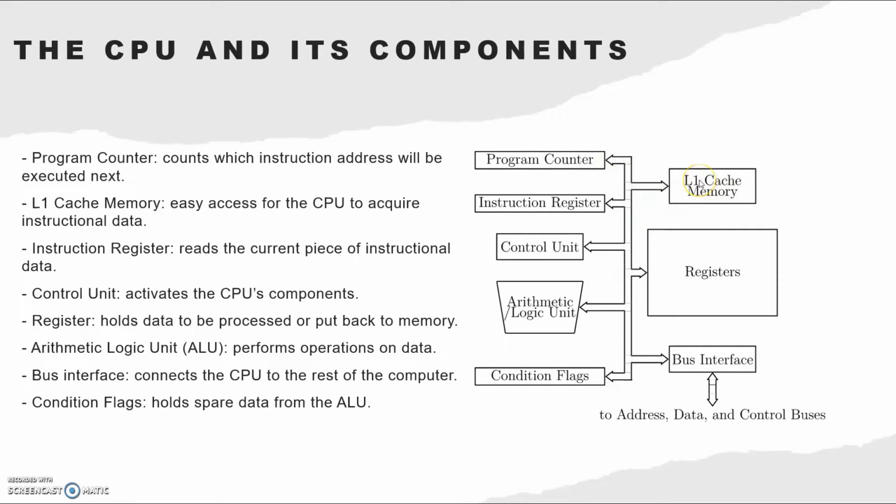Here we have L1 cache memory. Now, L1 cache memory can be either inside the CPU or right outside the CPU. Either way, it is used to hold multiple amounts of instruction data from memory, the hard disk drive, so the CPU can quickly acquire them. Next we have the instruction register, which holds the current instruction data to be executed by the CPU. All these components that I'm describing are controlled by the control unit, controlling all the actions of the CPU's components.